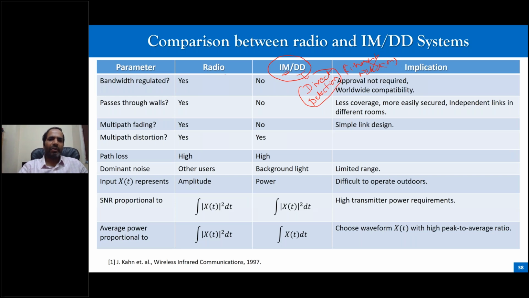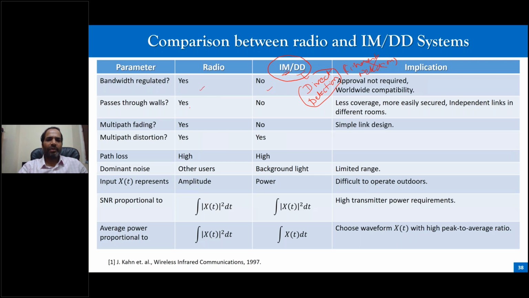So is the bandwidth regulated in radio systems? Yes, it's regulated, right? That's why you have the 2G spectrum, 3G spectrum being auctioned. Every operator gets a fixed chunk of bandwidth, a fixed chunk of resources. In intensity modulation and direct detection, we use optical frequencies, which so far have not been regulated. So it's worldwide compatible. You can make these systems almost for free, and you do not have to worry about it.